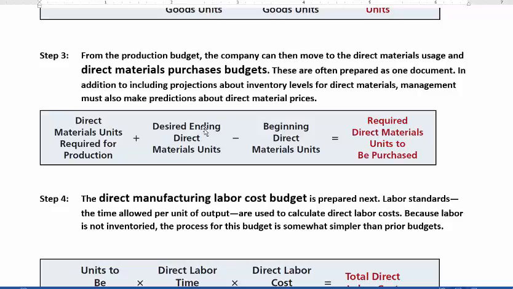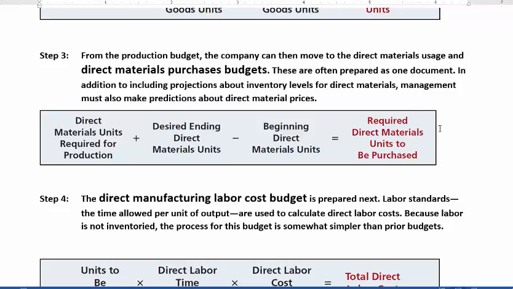All right, so we would calculate the number of units that need to be sitting in direct materials, add those two together. That's what we've got to make sure that we purchase enough of. But we don't need to forget that we would have started the period with some raw materials inventory sitting there. So we need to subtract however many of those there were. And there's how we can calculate the required direct materials units that need to be purchased.